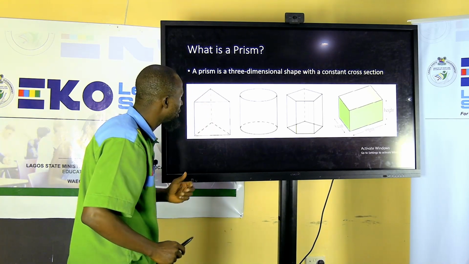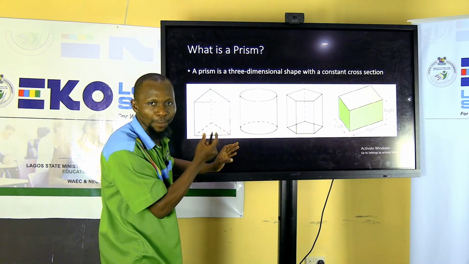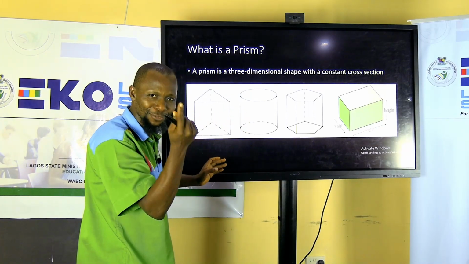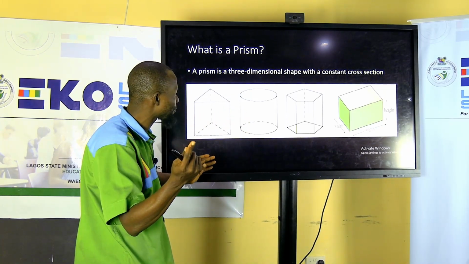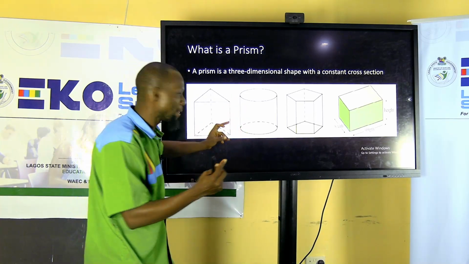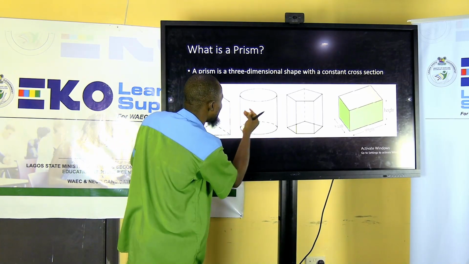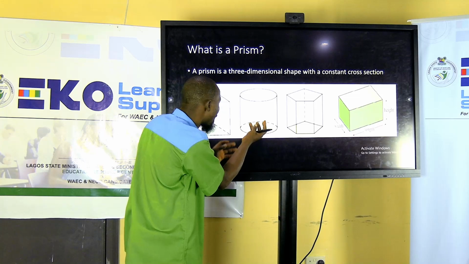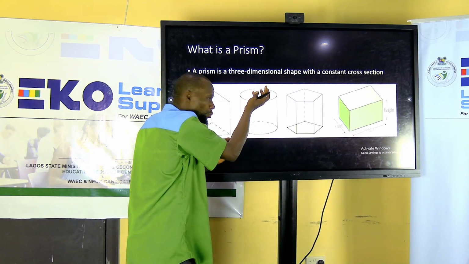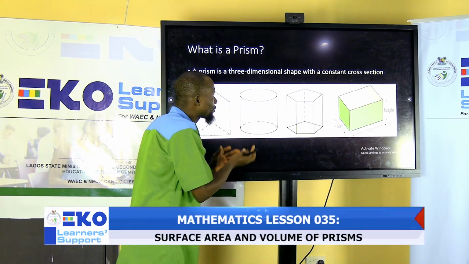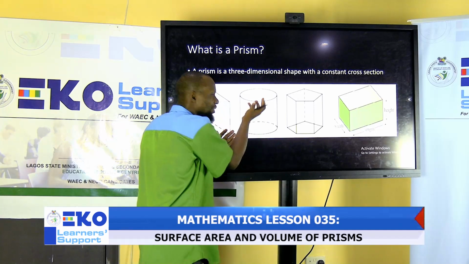So look at that. It can also be a circular prism. Circular prism, have you heard of that word before? We also call it a cylinder because the circle is a cross section and it has been projected, so having a constant cross section. So this is a cylinder.